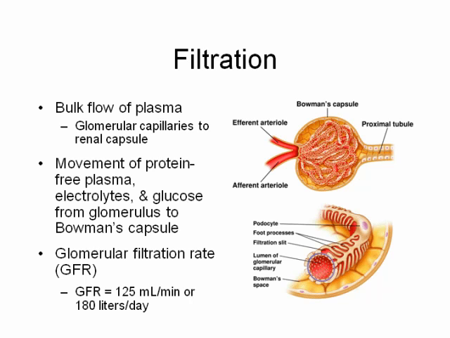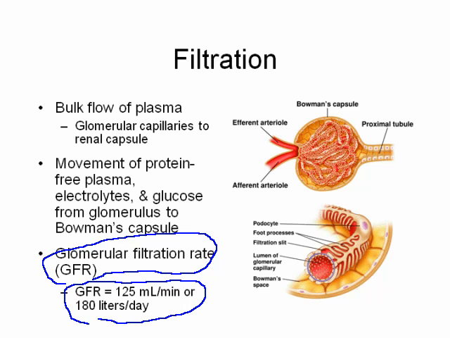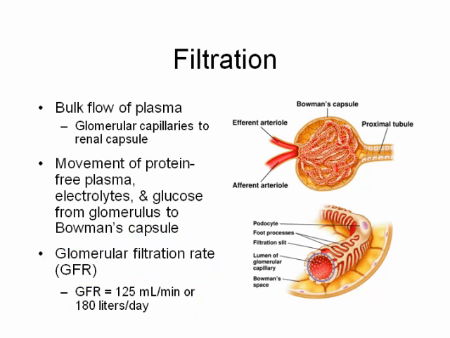The rate of filtration, or what's called the glomerular filtration rate, or GFR, is about 125 milliliters per minute. Now that amounts to 180 liters per day. Now nobody, and this is a big exclamation point here, nobody urinates 180 liters in a day. That is because a great deal of reabsorption occurs to reabsorb much of that plasma and other material that was filtered out.